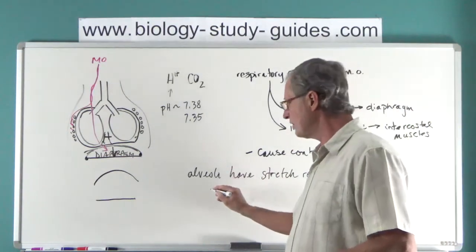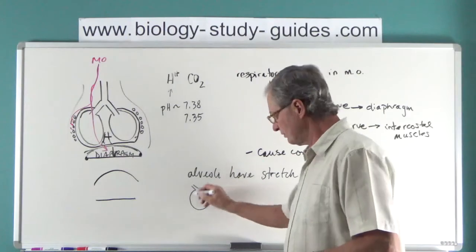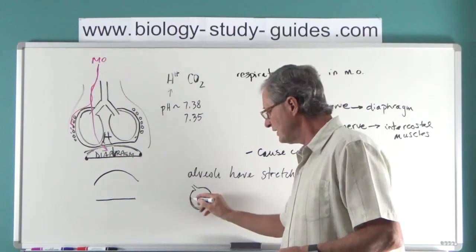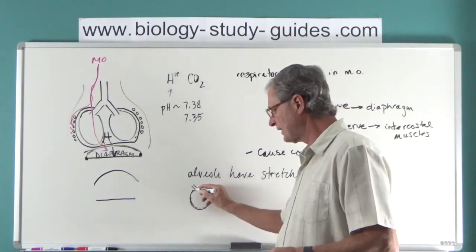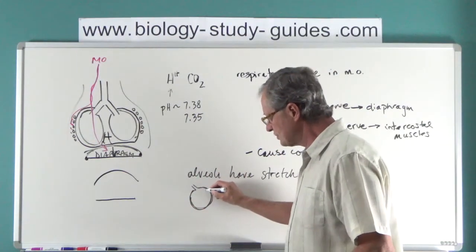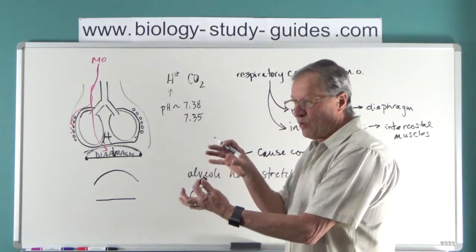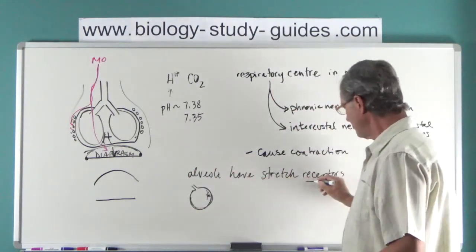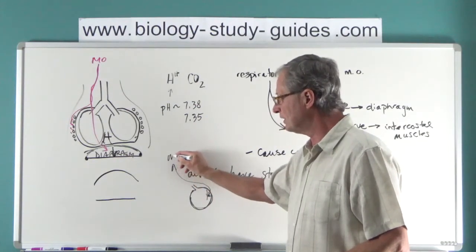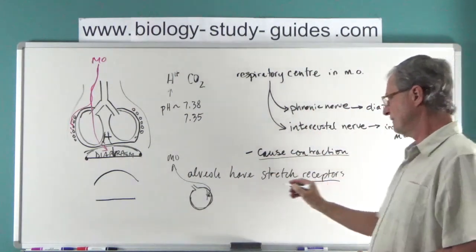Now the alveoli, if you remember, are delicate, little, single, spherical shapes like this. They're one cell thick. The walls of these things are one cell thick. And they're not very strong, but as they expand, it puts stretch or tension on the outside of these things. And there's stretch receptors on the outside surface of these things. When they get stretched, stretch receptor, that's a nerve ending, they send a nerve impulse back to the MO, to the medulla oblongata, and that cancels these contractions.